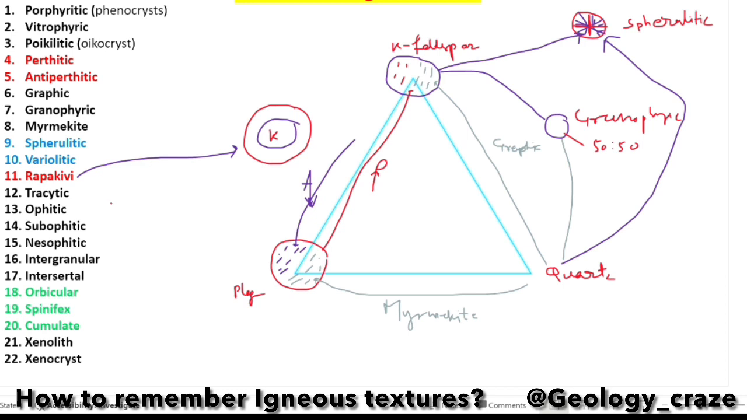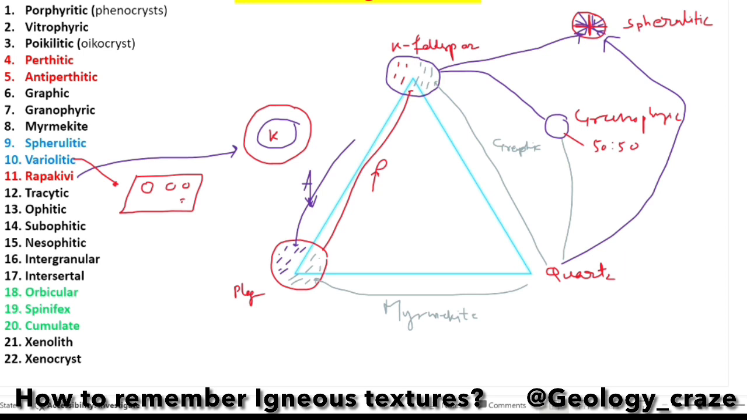Next I'm going to talk about the variolitic texture. Here it is, I'm drawing one surface, and I'm getting a small circular shape, a sphere. It is a kind of spherulitic texture.